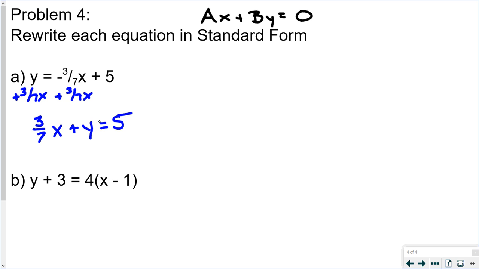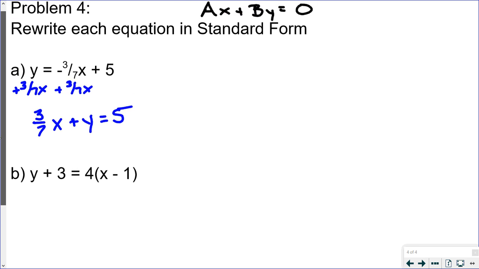All right. So I'll be honest, typically you're not going to be asked to translate something from slope-intercept form to standard form because most people like graphing things in slope-intercept form. Wouldn't be a problem. All right, what about B?